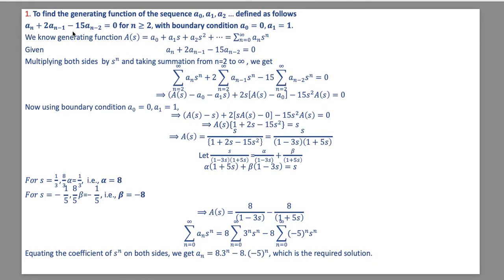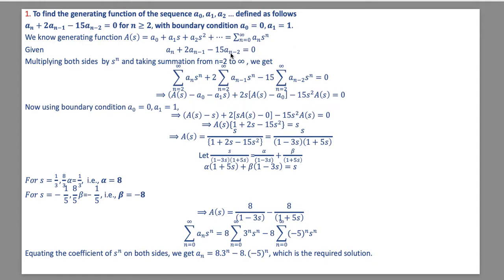This is the generating function, and this is the given recurrence relation: a_n plus 2 a_(n minus 1) minus 15 a_(n minus 2) equal to 0. Here in the subscript we have n, and here in the subscript we have n minus 2. So the lower value of the subscript is n minus 2. So we multiply this recurrence relation by s raised to power n on both sides and take the summation from 2 to infinity. For taking the summation, always take care of this subscript.